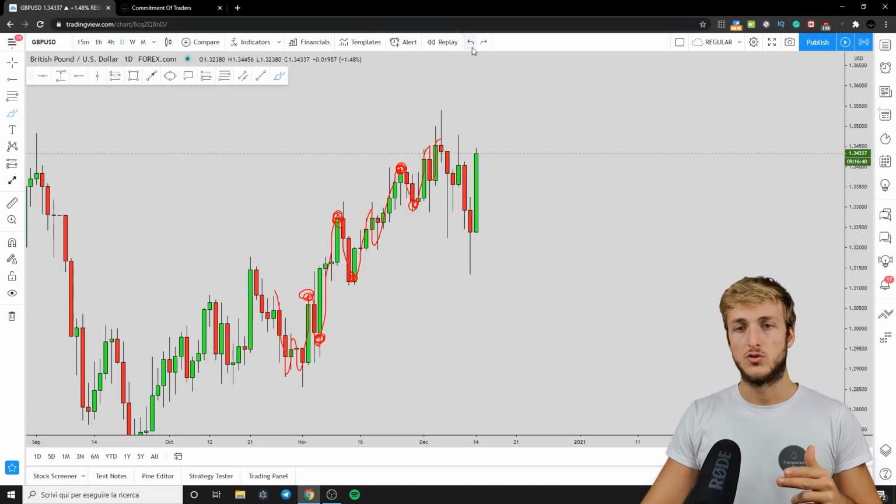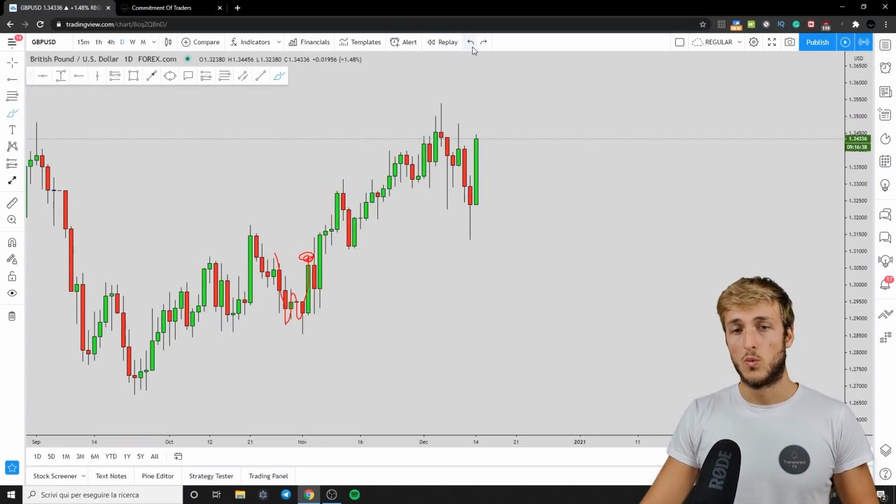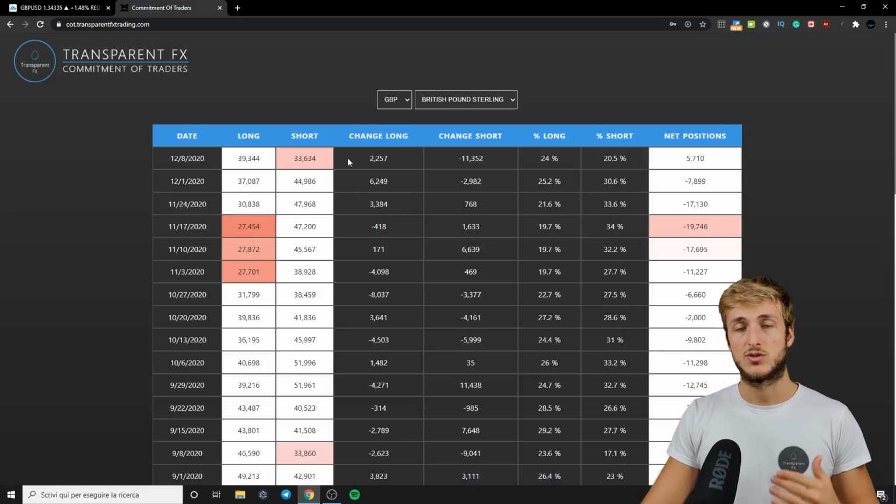But as I was saying, during this move to the downside, what has been happening from an institutional perspective is that hedge funds, so the biggest speculators in the market, have been adding longs. Now, one very important thing to notice, when you're checking the data for the GBP, what you are actually checking is GBP USD. Now, why are you checking GBP USD? Because all currencies on the spot are traded against the USD. So if you're checking the data for the GBP, you are actually already checking GBP USD.